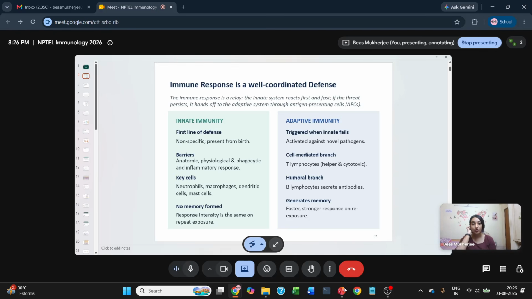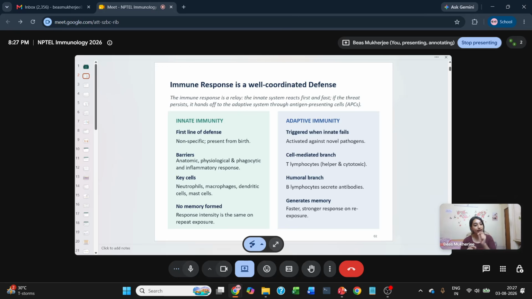Okay. Now, innate immunity, of course, is the first line of defense, and there are four different barriers that include anatomic barrier, physiological barrier, phagocytotic, and inflammatory response. Okay, the key cells of the innate immune response are neutrophils, macrophages, dendritic cells, mast cells, etc. There is no memory formation, that is, the response intensity is the same as repeat exposure. Okay, so no memory is formed, but this is a very fast response and it is very generic, it is not specific.